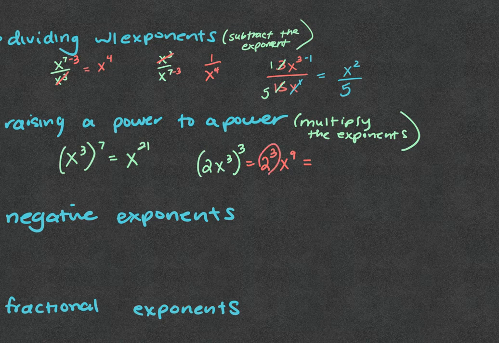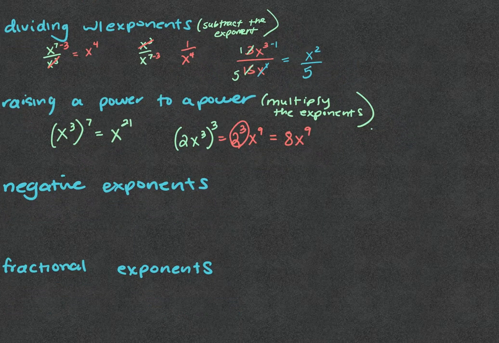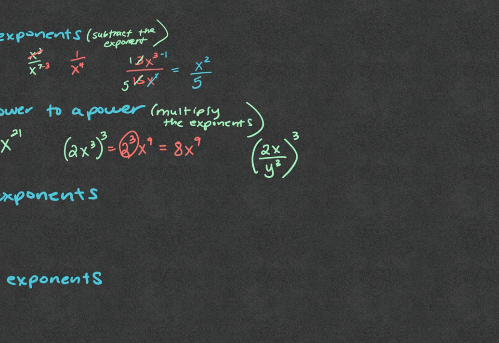Don't multiply these. So a lot of people do that on the quiz, right? They distribute the exponent, and if it's a coefficient, they multiply. You only multiply the exponents. So this would become 8x to the 9th. And if it's a fraction being raised to an exponent, every term in that fraction gets the exponent. So the 2 to the third, the x to the third, the y to the 9th, or 8x to the third over y to the 9th.